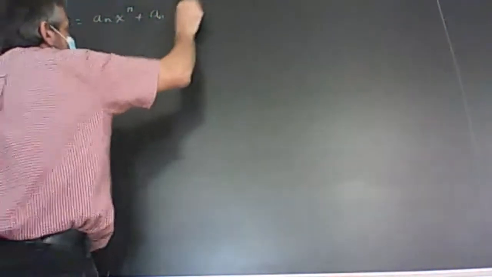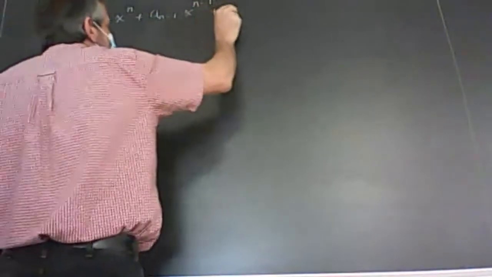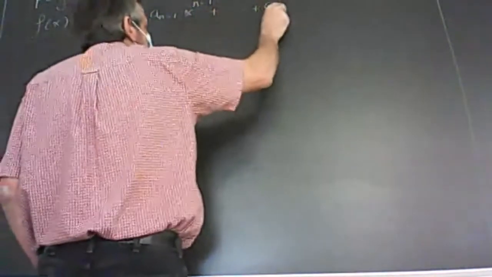Okay. Today we're going to start with polynomials. Polynomial functions are functions in the form of f(x) = a_n x^n + a_(n-1) x^(n-1) + ... + a_0.